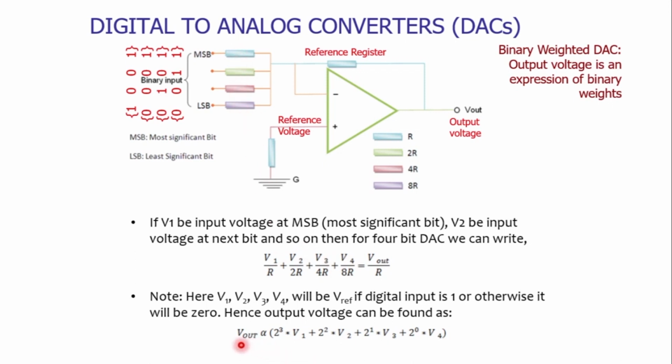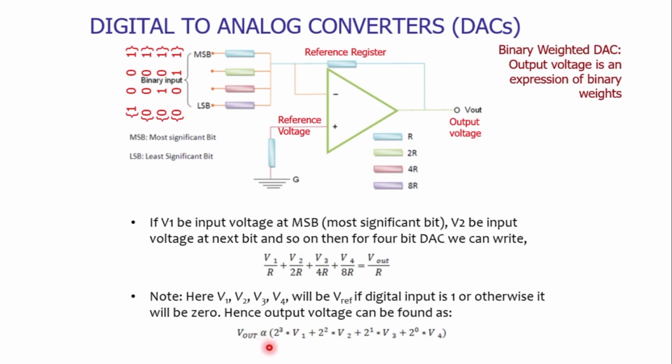So I can write V out is directly proportional to 2 raised to power 3 into V1, plus 2 raised to power 2 into V2, plus 2 raised to power 1 into V3, plus 2 raised to power 0 into V4. V1, V2, V3, V4 will be the reference values if the corresponding bits give us the digital input of 1. Why am I writing proportional here?